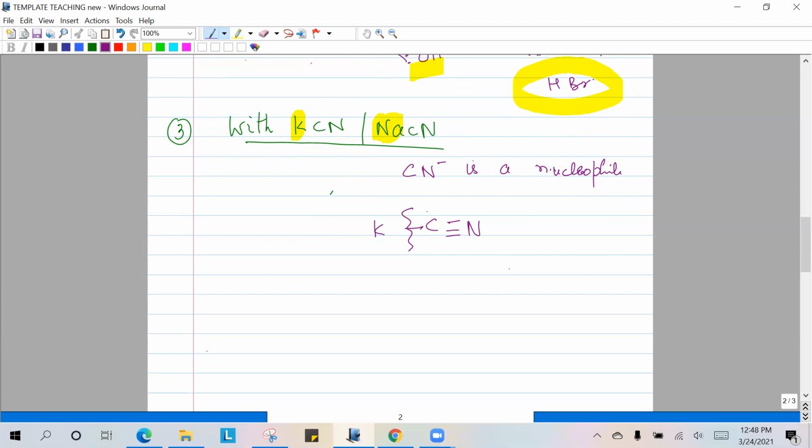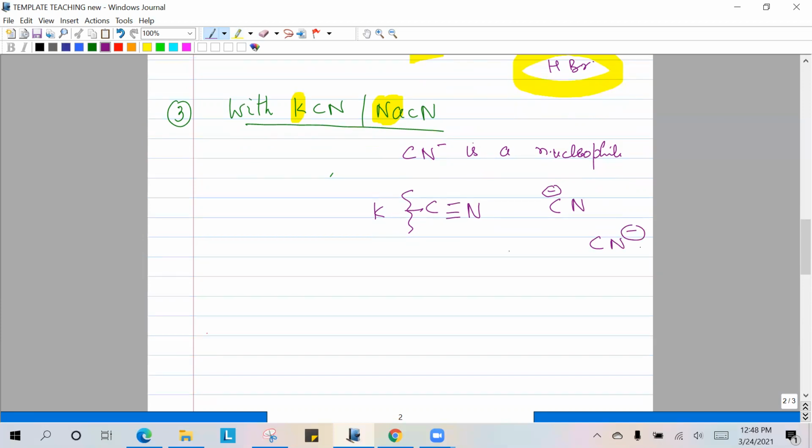So the negative charge is actually on the C, but we write it like this, just for the sake of understanding, nothing else.